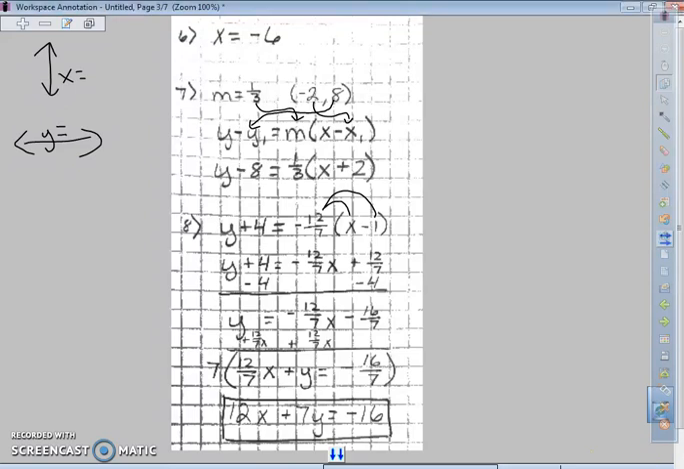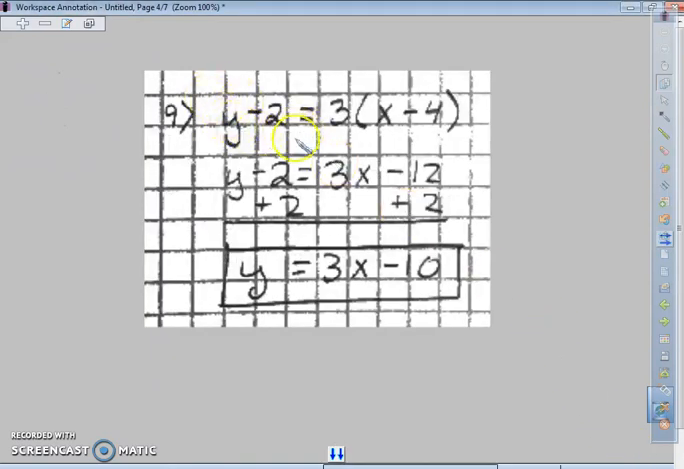Number 9 comes up, slope-intercept form of that equation. All you've got to do is distribute that out, move this number over, and there's my slope-intercept form. That's a 10, by the way. Kind of hard to see on this graph paper. I promise it looks good in person, but when I took a picture of it, it didn't look good.